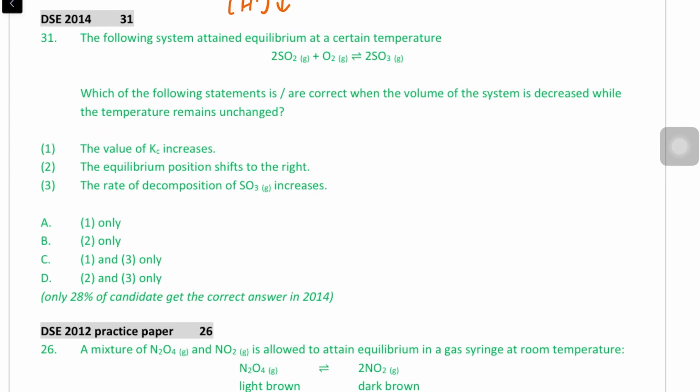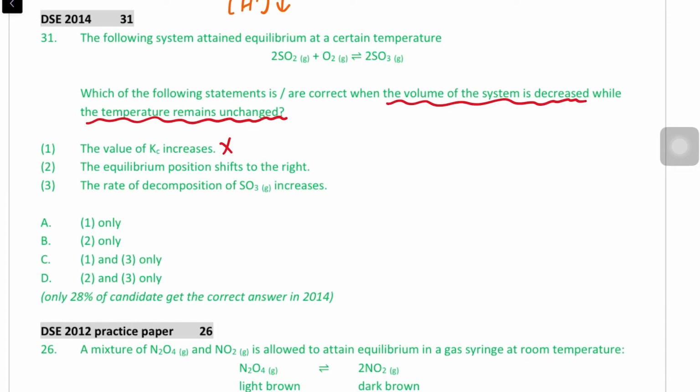Well, next one is question 31. Okay, when the volume of the system decreases, the temperature remains unchanged. Okay, temperature unchanged, very good. That means statement 1 is not correct, because Kc is only affected by the temperature.